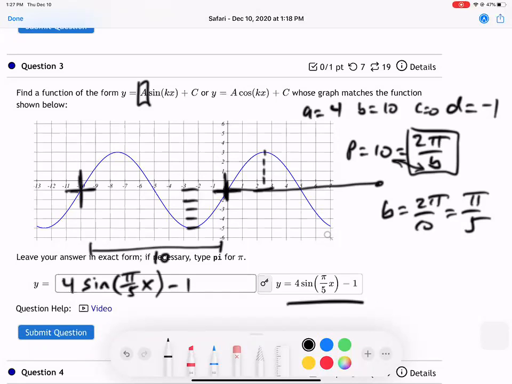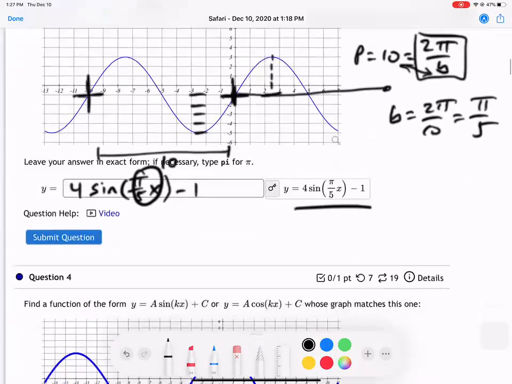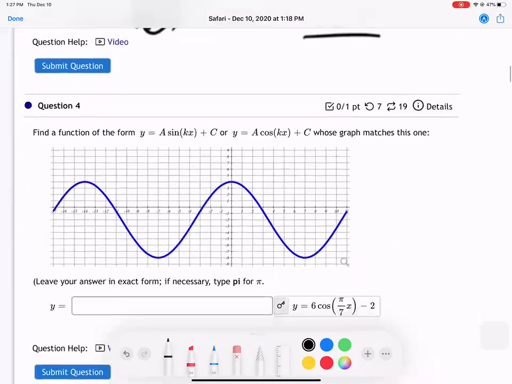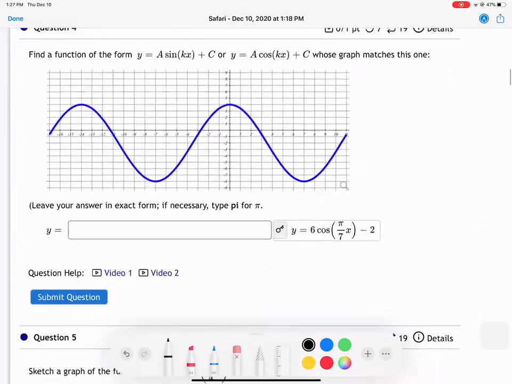So we have to look up the characteristics. Now, what if you mess up on the period? I will still give you partial credit. Please don't fret. I will still give you partial credit. So at least try your best to find out what you can.